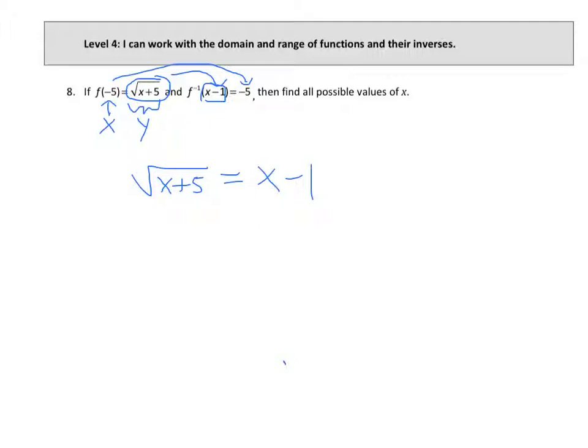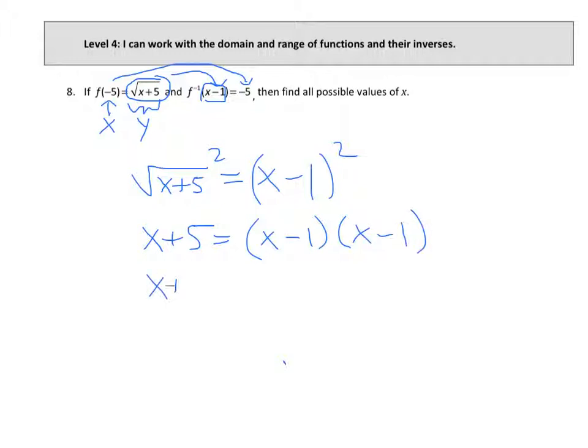So we solve this equation, square both sides, and we get x plus 5 equals, we have to multiply this out, oops. And we get x plus 5 equals x squared minus 2x plus 1. Get everything to one side. And so I'm going to subtract x from both sides. We get minus 3x. Subtract the 5 and we get minus 4.